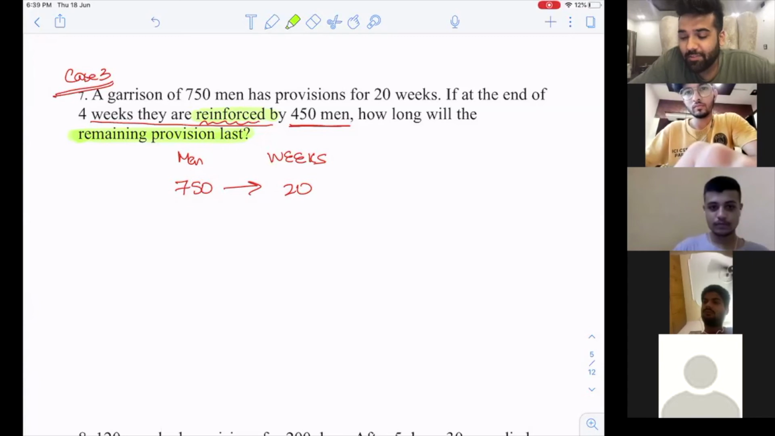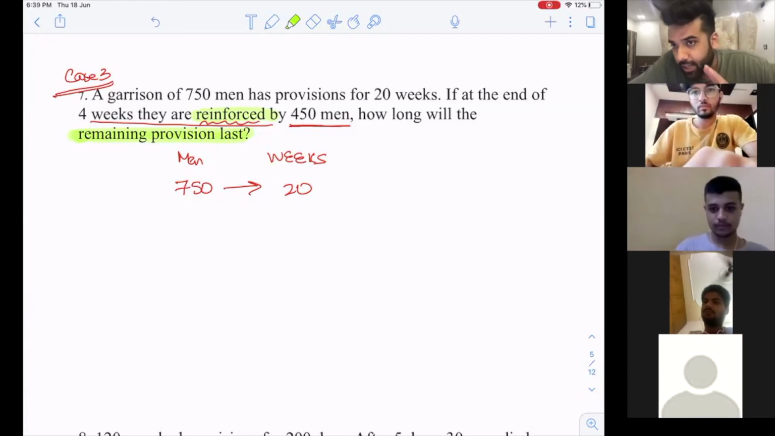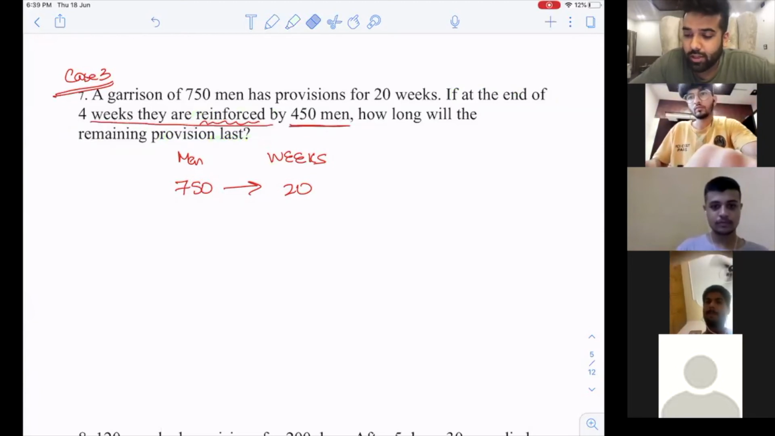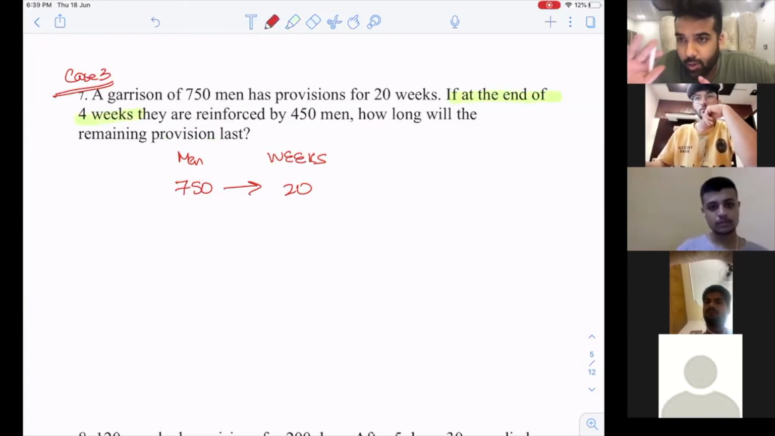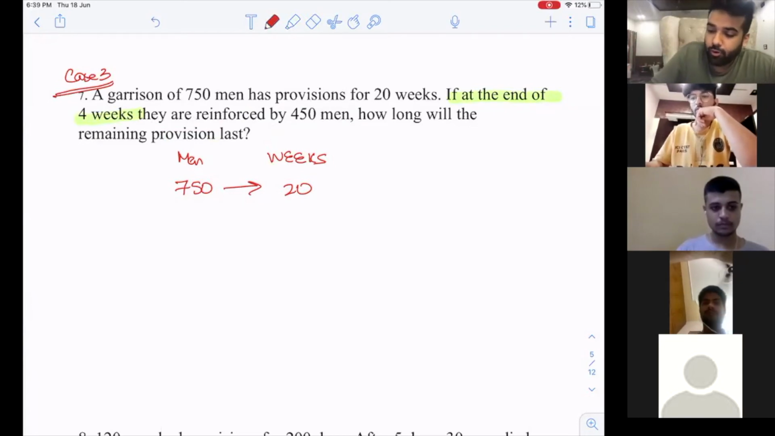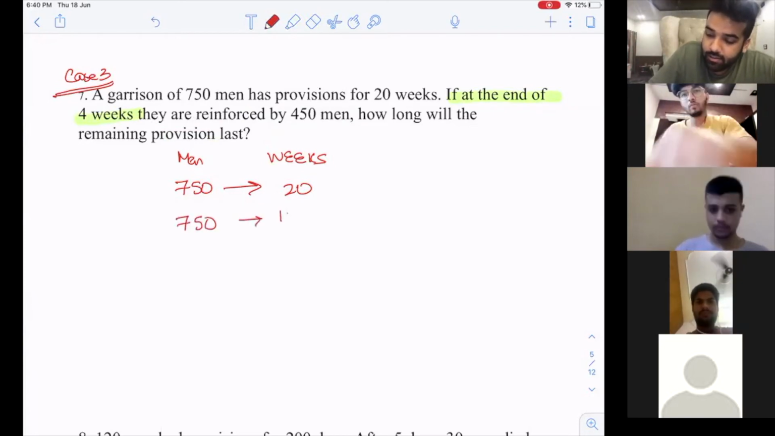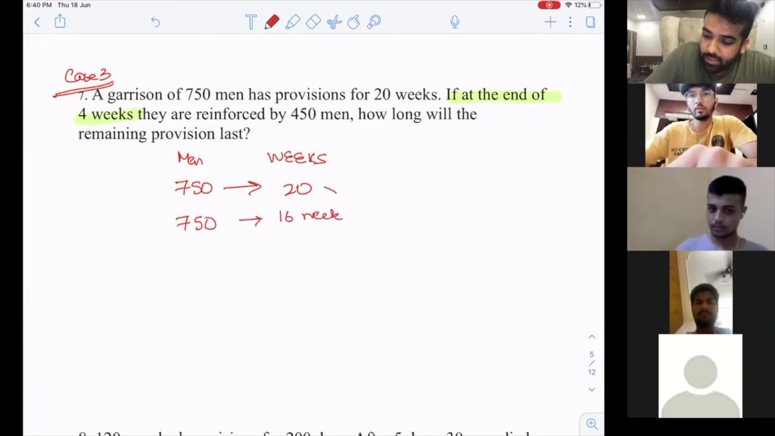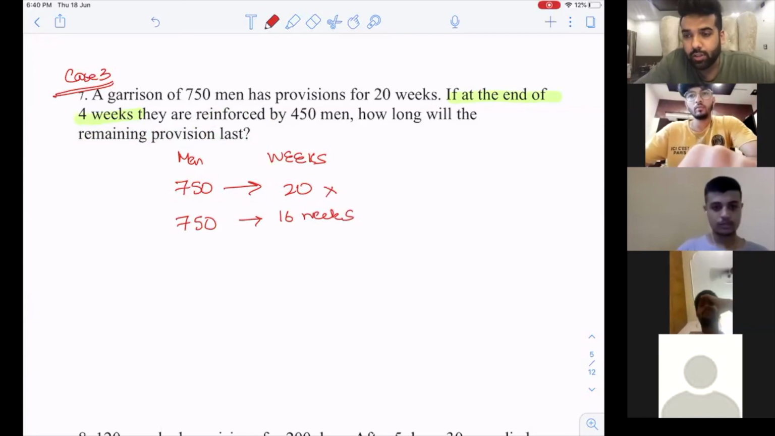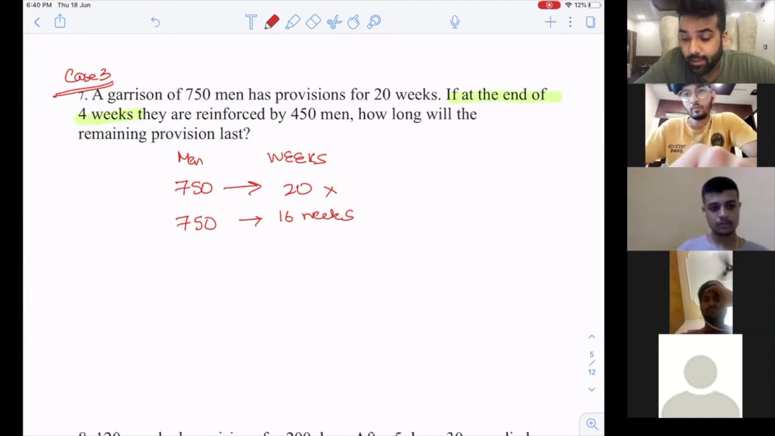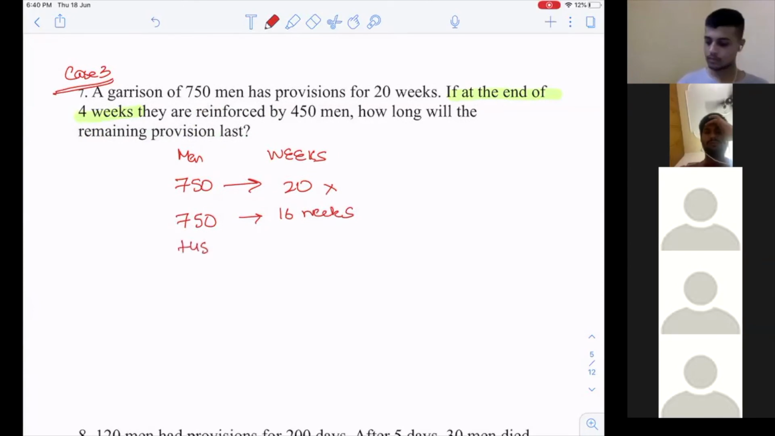A garrison of 750 men had provision for 20 weeks. At the end, let me just wrap it up and then I'll be focusing on what all I need to really revise. At the end of 4 weeks, they would have eaten for 4 weeks. So 4 weeks of food is finished. How many weeks of food is left? So this statement is of no use now. They have had food for 4 weeks, yes or no? They are reinforced by 450 more men. How many more men join them? 450. So how many men are there now?